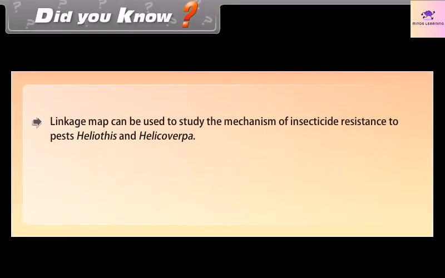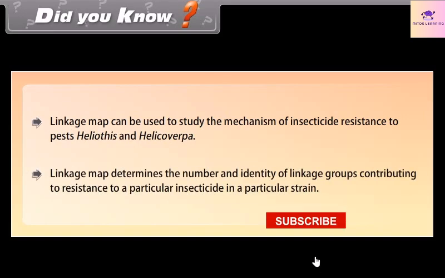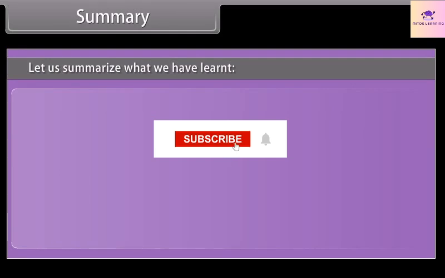Did you know? Linkage map can be used to study the mechanism of insecticide resistance to pests Heliothis and Helicoverpa. Linkage map determines the number and identity of linkage groups contributing to resistance to a particular insecticide in a particular strain. Summary. Let us summarize what we have learned.